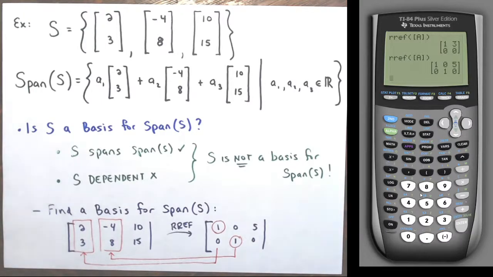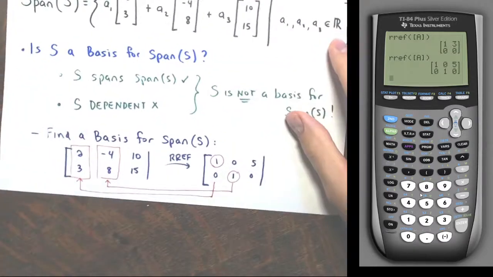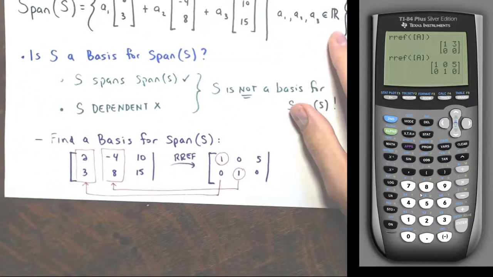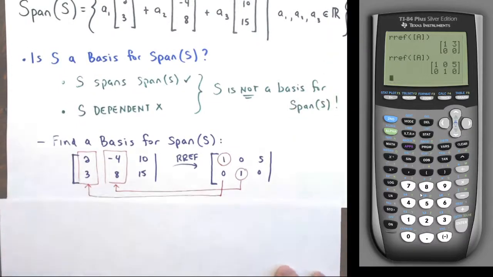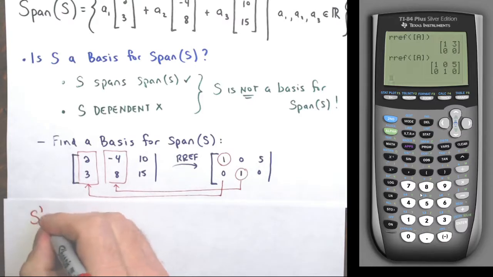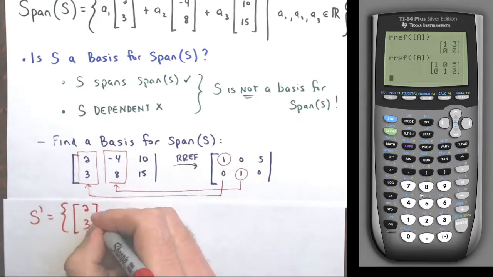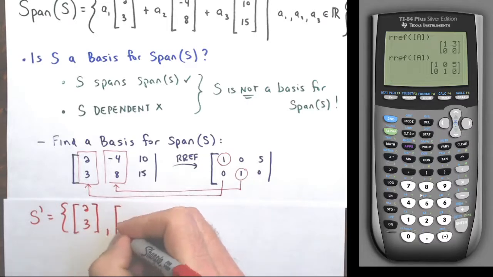Hopefully, after you've understood all the longer way of doing things I did before on the previous examples. All right, so let's call this S prime equals the set with vector 2, 3, and the set with vector -4, 8.